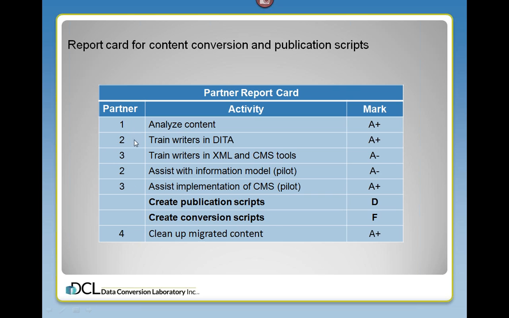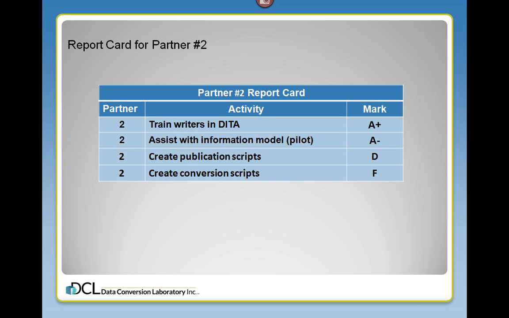So you'll notice I've named all the partners 1, 2, 3, and 4. Now, which of those 4 was it that did such a terrible job on the publication scripts and the conversion scripts? Well, it was partner number 2. It was the partner that was so fantastic at training and who took us through the pilot to help us develop our information model. They did a creditable job there, but they had absolutely no experience with doing publication scripts or conversion scripts. And so this is their report card: A+, A-, D, and F. And they had no experience with content conversion.